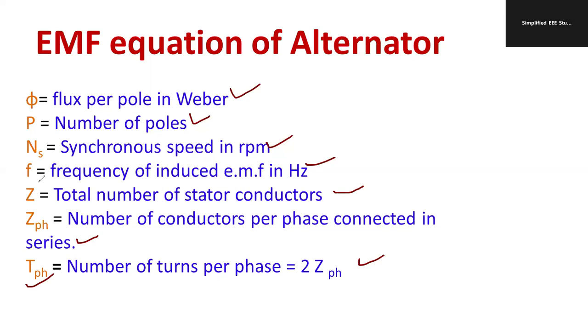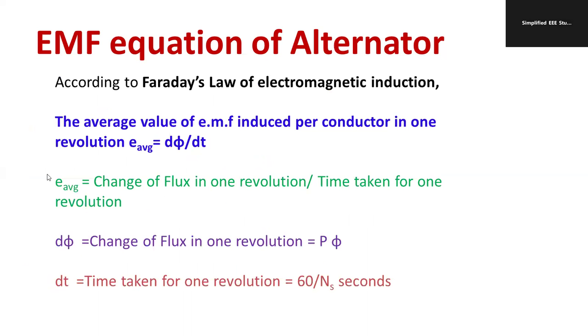So these are the important terminology you are supposed to introduce first for deriving an expression for EMF induced in alternator. First of all, let us apply Faraday's laws of electromagnetic induction. So now you can observe E average. E average is nothing but d phi by dt. We are not considering the number of turns right now; straight away we'll be following the equation E is equal to n into d phi by dt. But here we are going to consider the E average, that is d phi by dt.